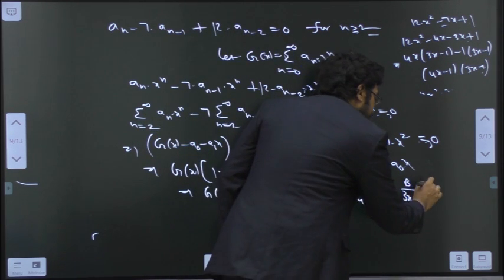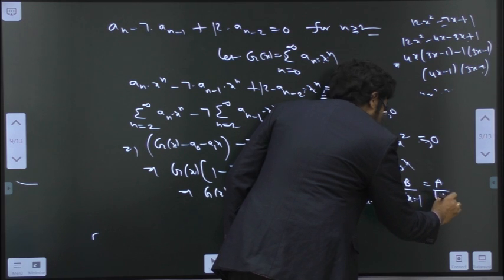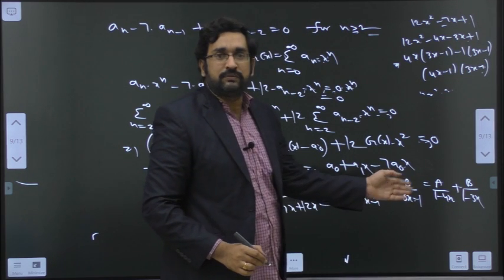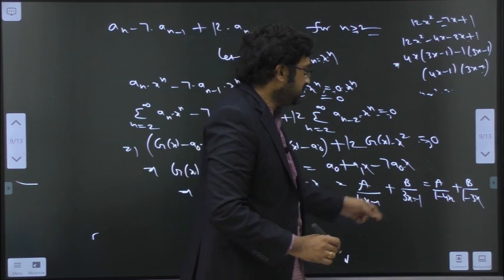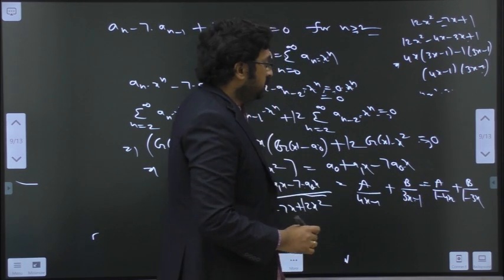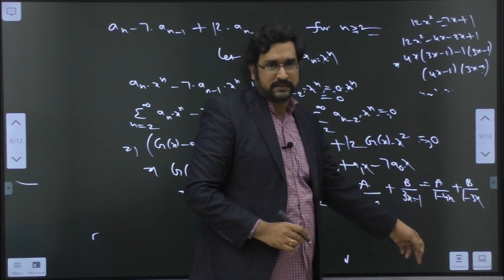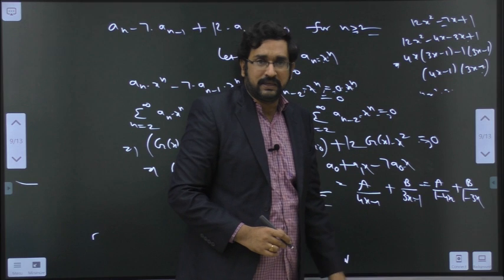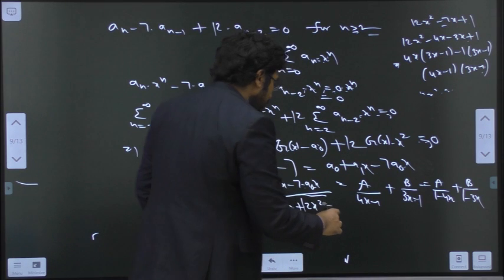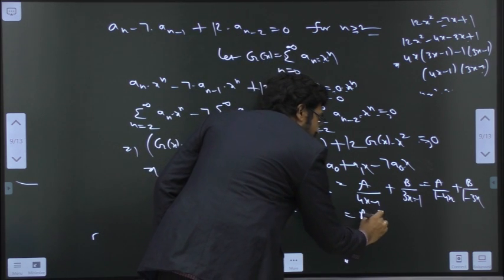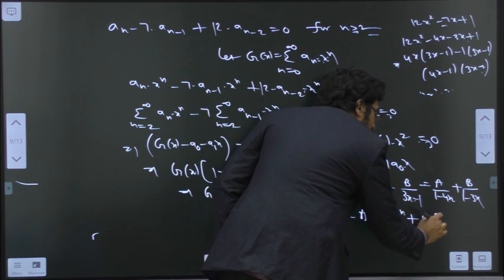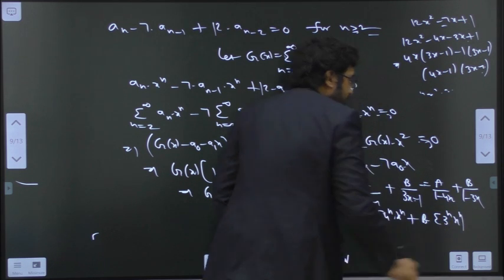So similarly it can be written as a by 1 minus 4x plus b by 1 minus 3x, because from both we are taking minus as common. So it is in the form 1 by 1 minus ax. We know that 1 by 1 minus ax is equivalent to sigma a power n x power n. So using that formula, it can be written as a into sigma 4 power n into x power n plus b into sigma 3 power n x power n.